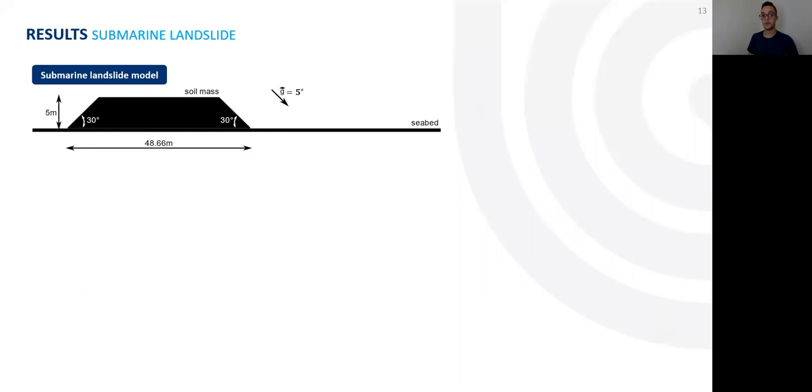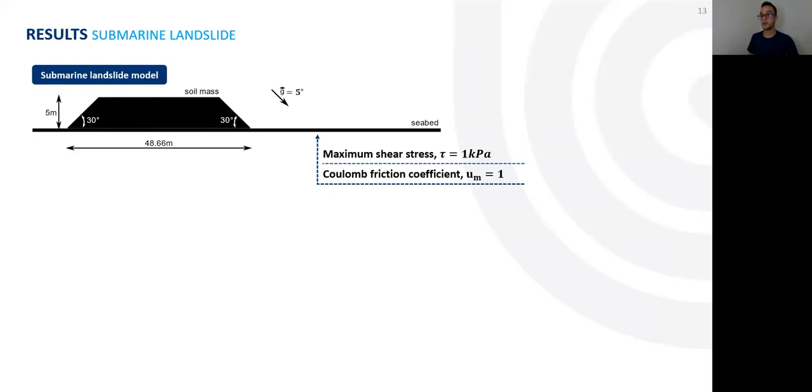In the simulation, the slide mass initial geometry is assumed to be trapezoidal, with 48.66 meters of length and 5 meters of height. To better represent the contact between the seabed and the soil mass, we rotated the gravity 5 degrees and kept the seabed aligned with the x-axis. In the interface between the soil mass and the seabed, we assumed a maximum shear stress of 1 kilopascal and a Coulomb friction coefficient of 1.